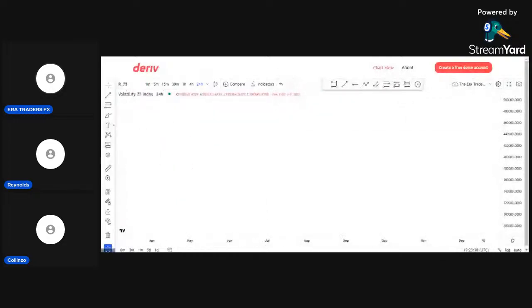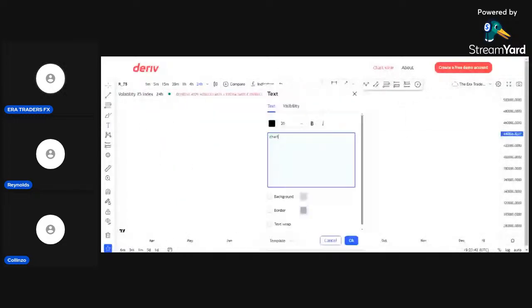Chart patterns, all right? So chart patterns, I'll be taking three. One is your head and shoulder pattern. Two, double top and double bottom.